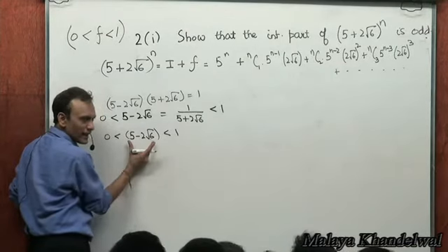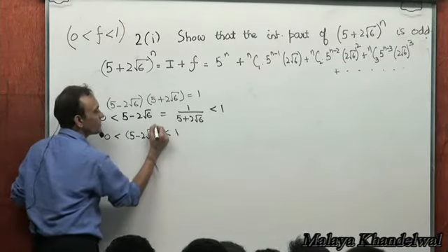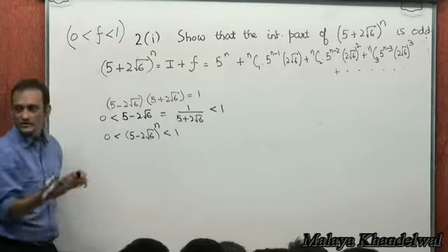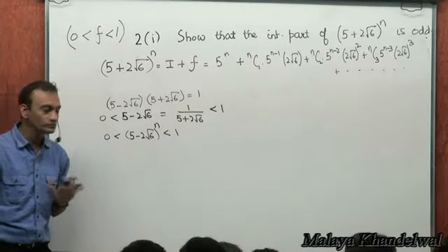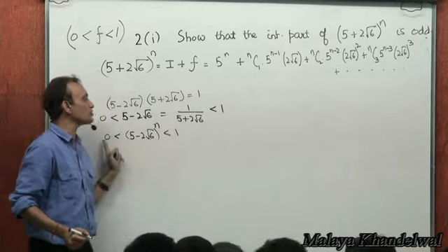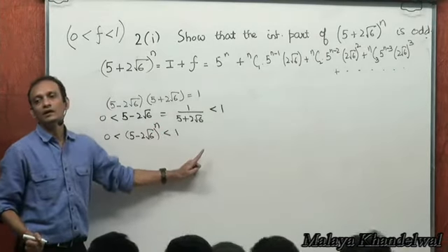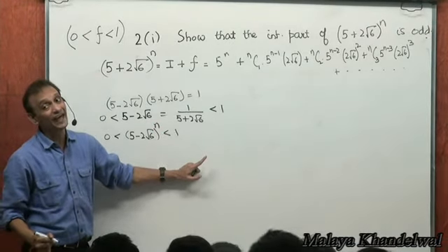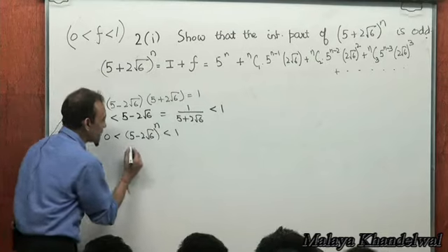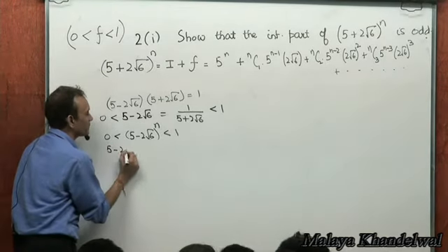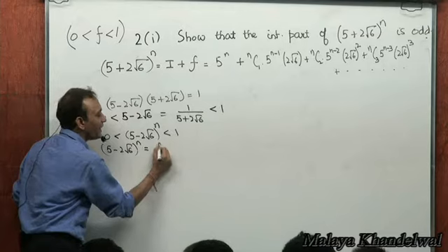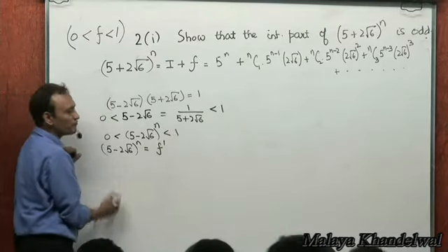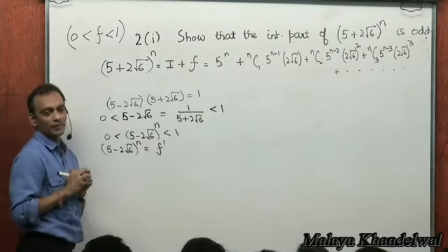Now if there is a number that lies between 0 and 1, if you raise it to power 5000, it will still lie between 0 and 1. It will keep decreasing as n is increasing. So (5 minus 2 root 6) to power n will always be a number lying between 0 and 1. So this number has 0 integer part and f prime the fractional part. F prime is the fractional part of this to power n.